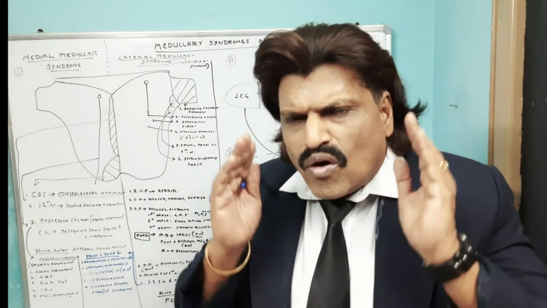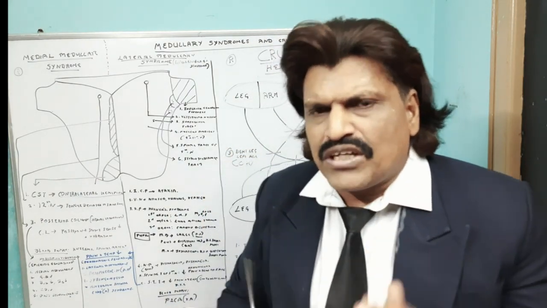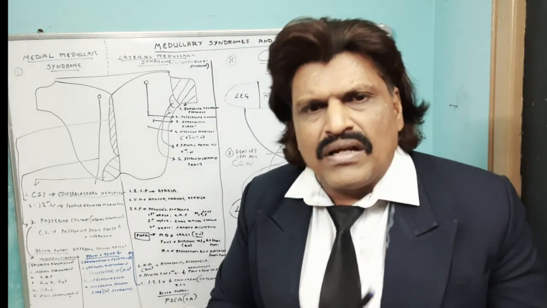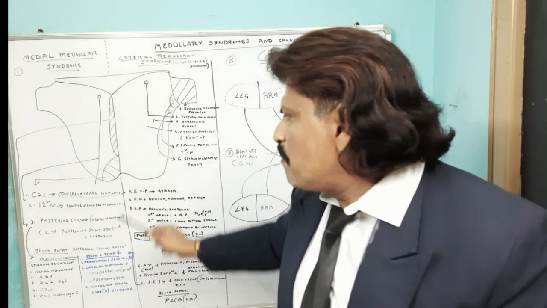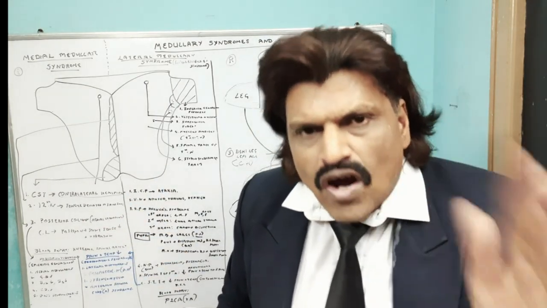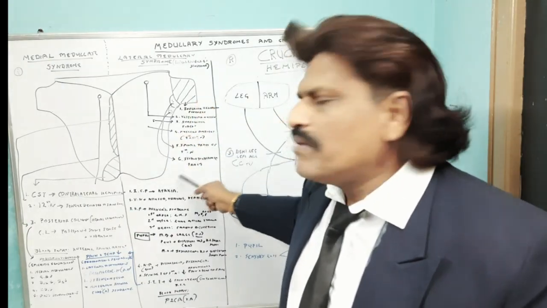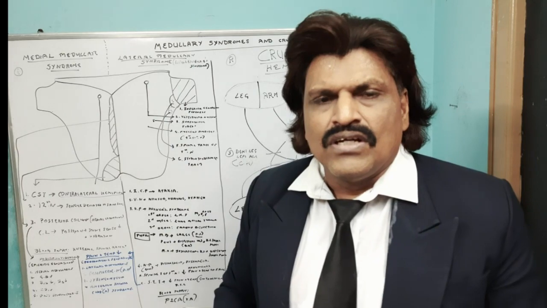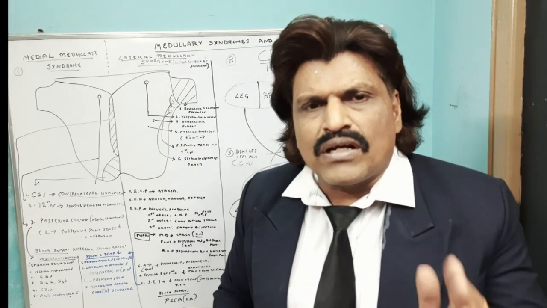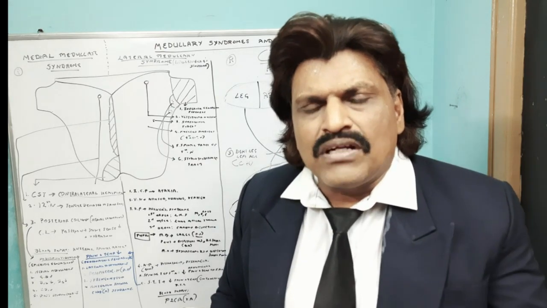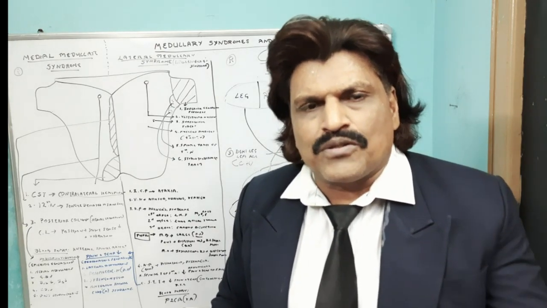But one of the commonly asked favorite MCQ questions about the medulla and the medullary syndromes is that hemiplegia or corticospinal tract involvement is not seen in the lateral medullary syndrome because the corticospinal tract is medially placed. So hemiplegia or corticospinal tract involvement is not a feature of lateral medullary syndrome or Wallenberg's syndrome.